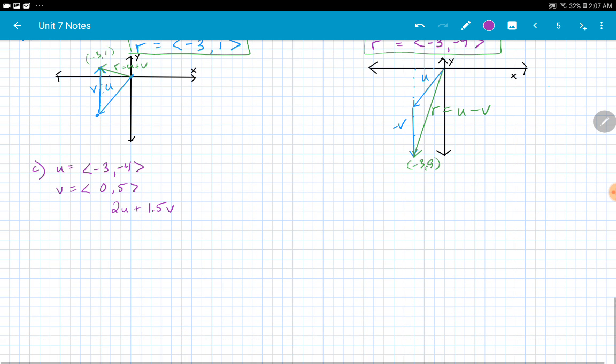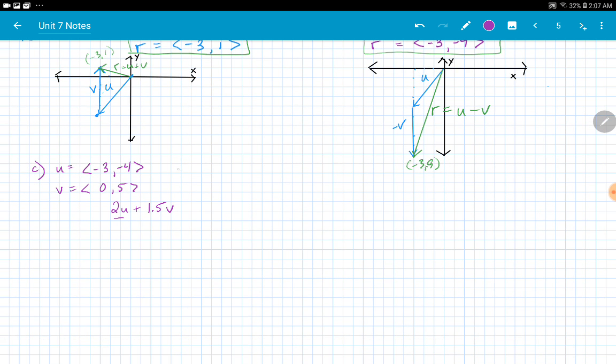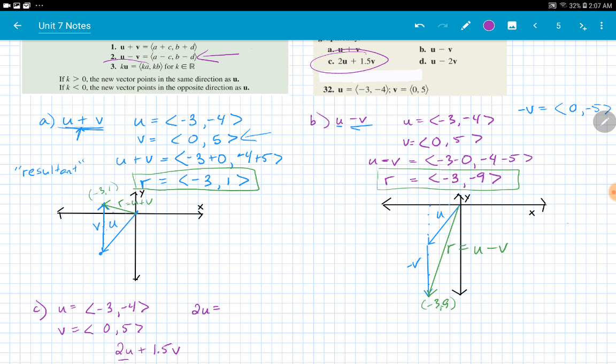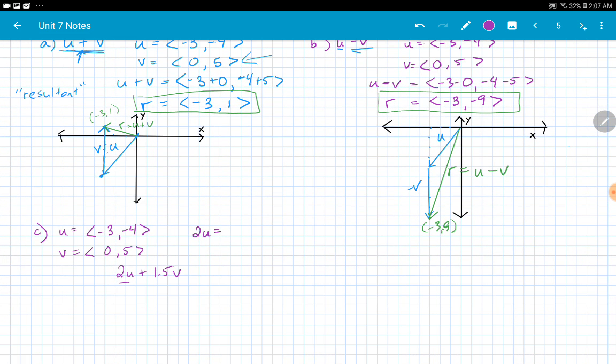To find that, first I have to find the 2u. So 2u follows this formula right here, where we just multiply each component by that scalar. In this case, that k is 2. So 2 times negative 3 gives me a negative 6, and 2 times negative 4 gives me a negative 8.